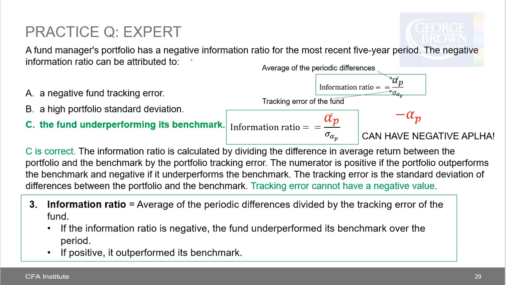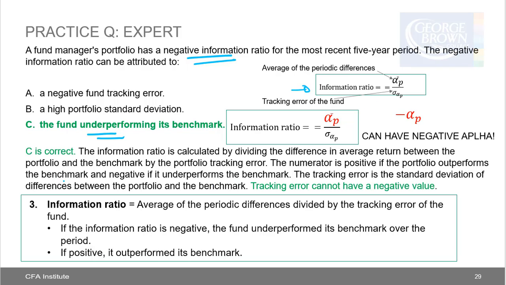Okay, you can see here the fund manager has a negative information ratio, and remember, that's because the fund is underperforming its benchmark. The formula for information ratio is the average of the periodic differences. That's looking at the alpha, and alpha can be either positive or negative. You can have a negative alpha, but it's being divided by the tracking error of the fund, and the tracking error of the fund is the standard deviation of those periodic differences, and that can't be negative, okay?